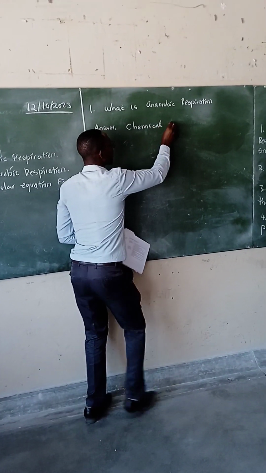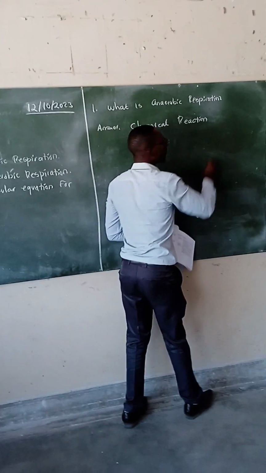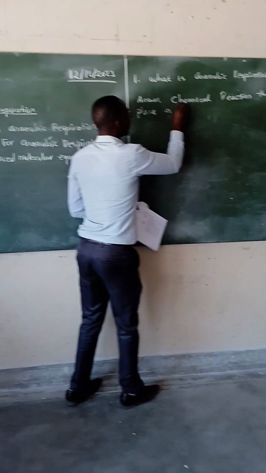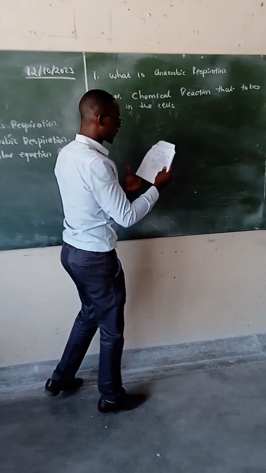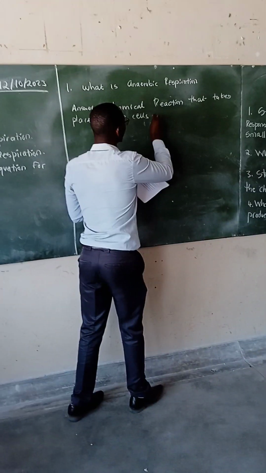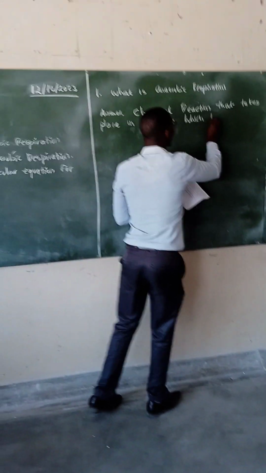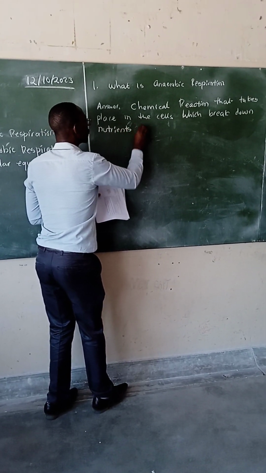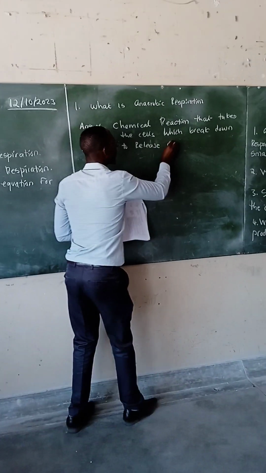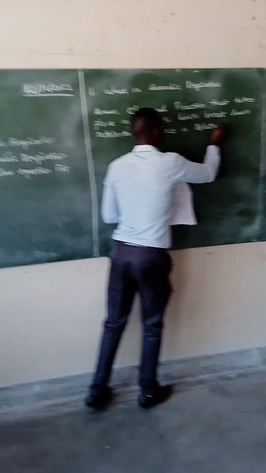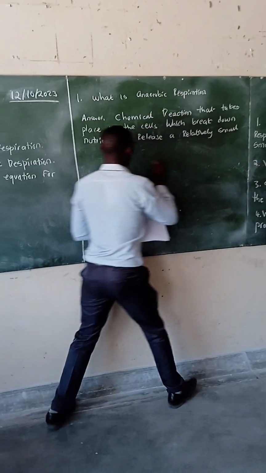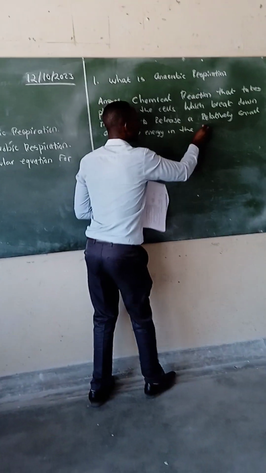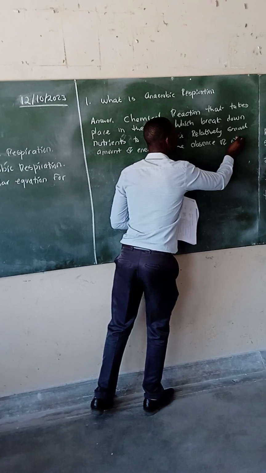Write that one down. It's a chemical reaction that takes place in the cells, which breaks down nutrients to release a relatively small amount of energy in the absence of oxygen.